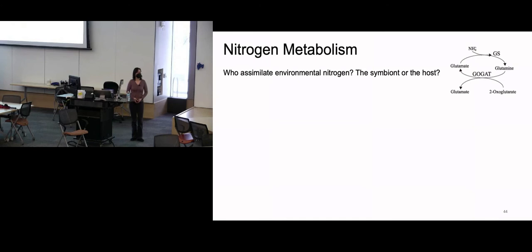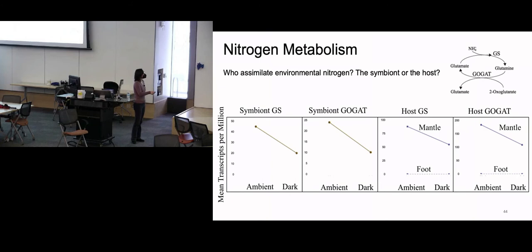So we look at that in both symbionts and in the host. And again, this y-axis is gene expression level. We can see, first of all, for the symbionts, yes, both genes that code these two enzymes follow our light gradients. In normal light, they're high, and in dark, their expression decreases significantly.